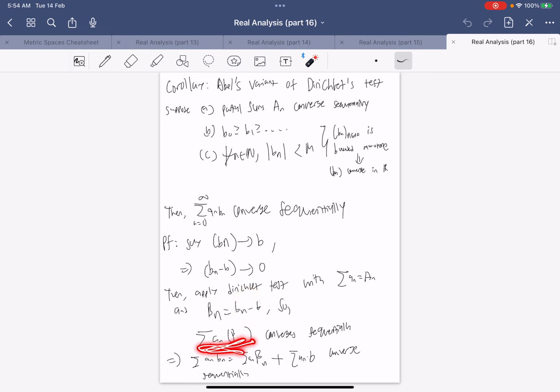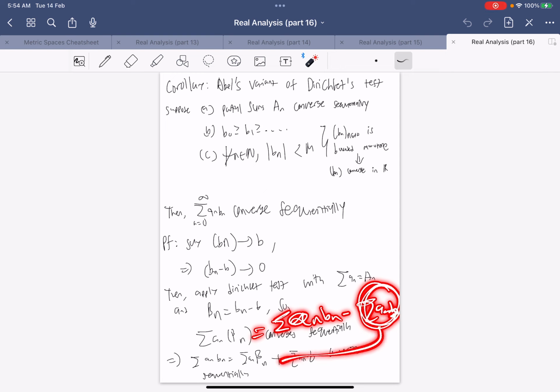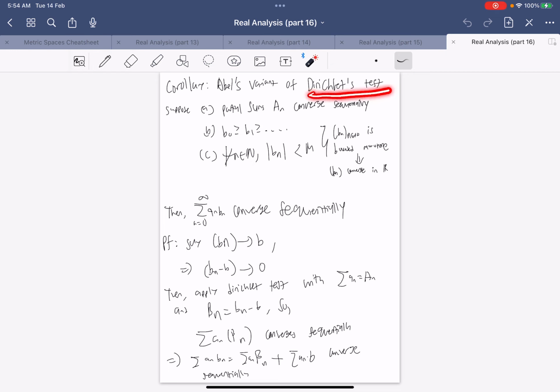and then we know that this series now will converge, and as a result you can expand out this beta to be b_n minus b, so this equals the summation of a_n b_n minus the summation of a_n b. This will converge, so you bring this over, and so this term will converge as well. And so we are done. And so you can see how most of it is just applying Dirichlet's test.